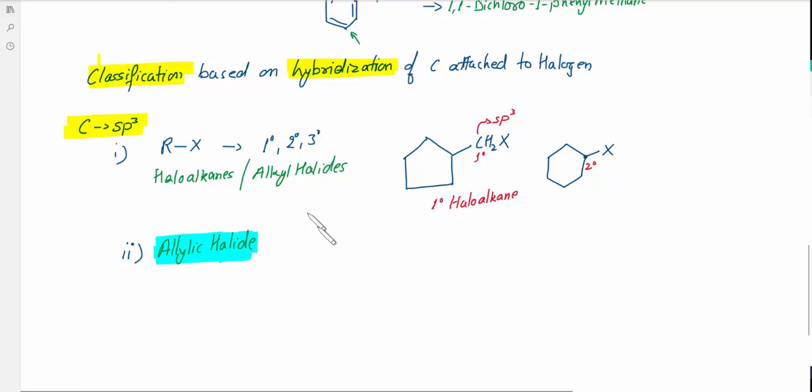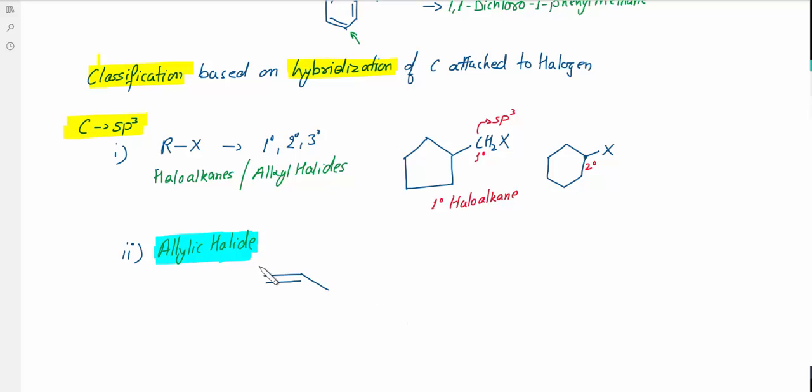Allylic halide. What is allylic halide? In these halides, the halogen is linked to an sp3 hybrid carbon atom, and that sp3 hybrid carbon atom will be next to a carbon-carbon double bond. So there should be a carbon-carbon double bond. Next to that carbon-carbon double bond, there should be a carbon. That third carbon which we are talking about should be sp3 hybridized. So an example for this will be something like this.